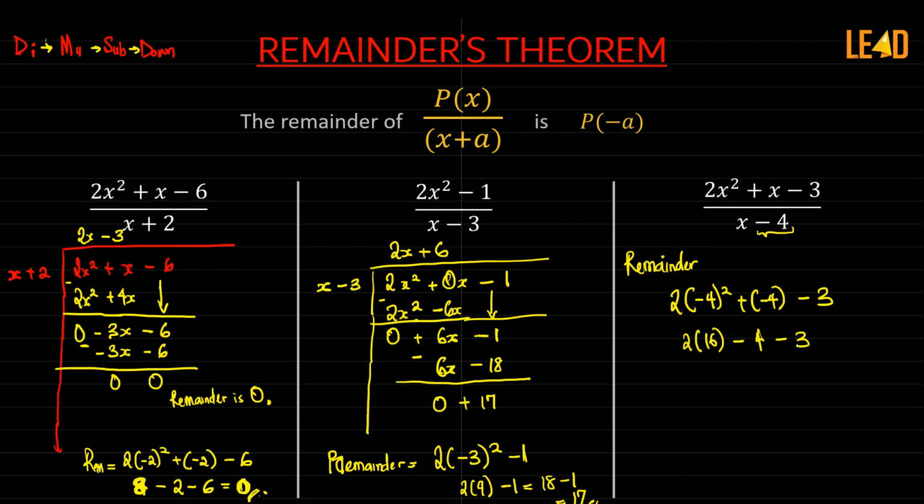Hold on, I'm checking my math. This is 32 minus 4 minus 3. That's 32 minus 7, which gives me 25. So my remainder when I divide this is 25. And you can do the long division to confirm, or you can check out the last video that we did.